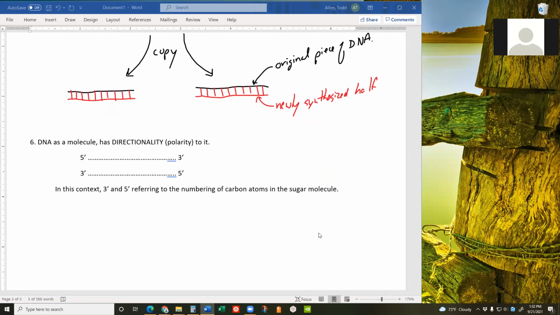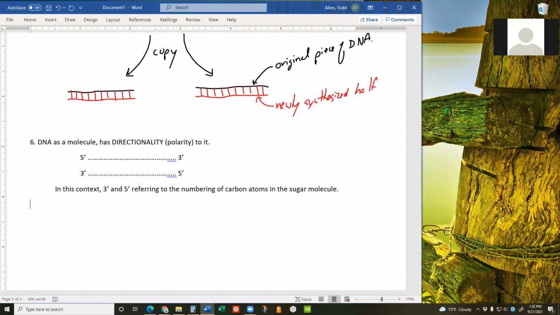So, folks, are you feeling okay about this? You want me to repeat anything or try to explain it differently? Can you just repeat what you said? You were calling it anti-parallel what?